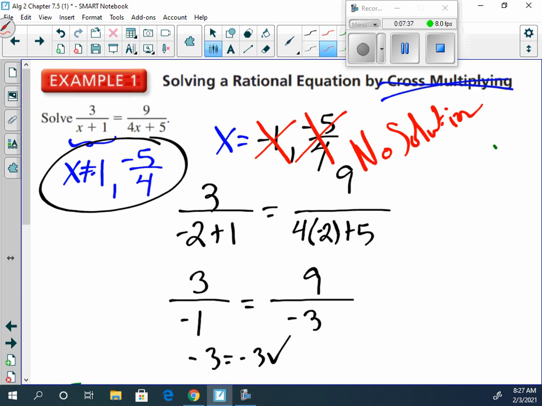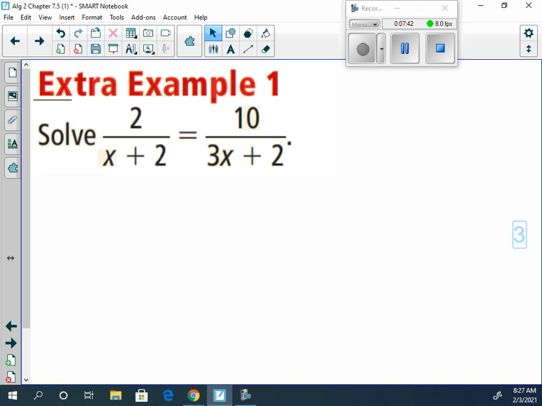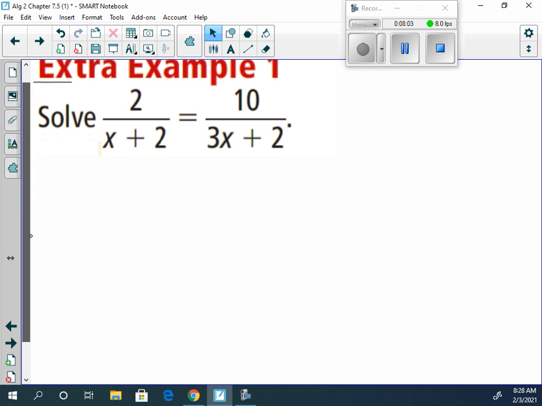So it is possible to have no solution because all the values that you end up getting cancel out or are part of the restriction, so they don't work. Because we had that with quadratics, right? And we've dealt with that before where we got answers, but those answers didn't work in the equation. So it is possible to get no solutions. Okay.